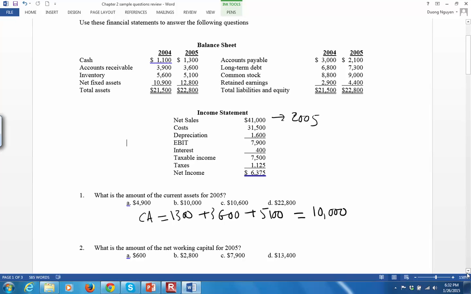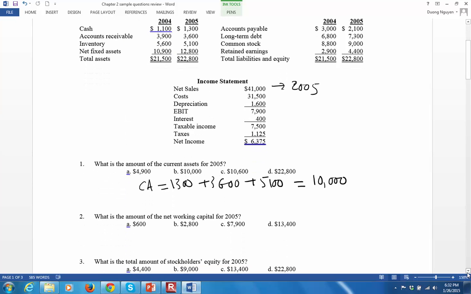Now second question, what is the amount of net working capital for 2005? So we know that net working capital is equal to current assets minus current liabilities. Current assets in 2005 we calculated in the first question, $10,000, minus current liabilities in 2005, which is accounts payable 2100, and it is equal to 7900. What is the total amount of stockholders equity for 2005?